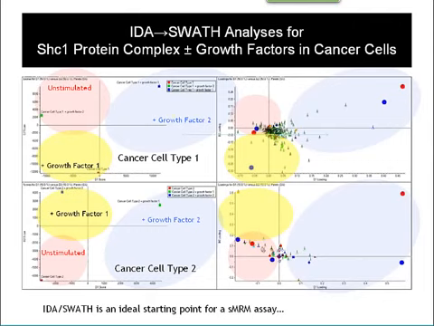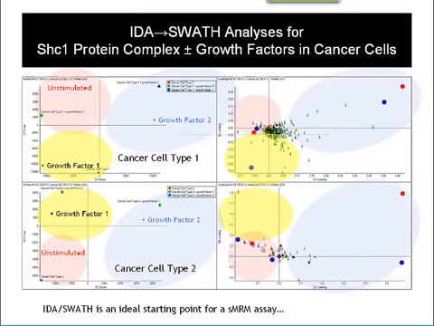And we've got, similar to what we showed with the kinases, regions on one side that are associated with unstimulated, growth factor 1, and growth factor 2. The circles with the same colors, the corresponding plot to the right, show you the proteins that are associated with each growth factor or with each unstimulated cell. And so it turns out each type of cancer cell has got its own pattern.